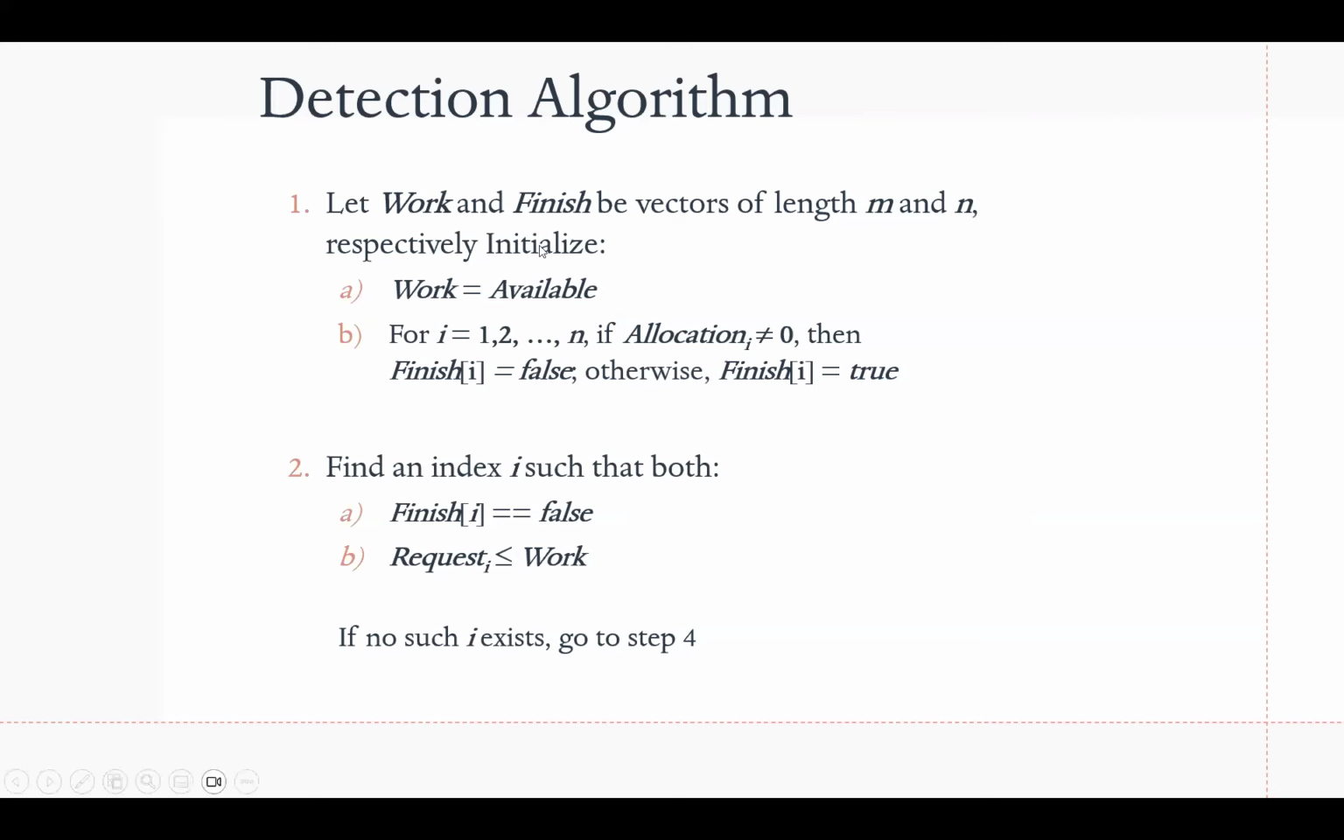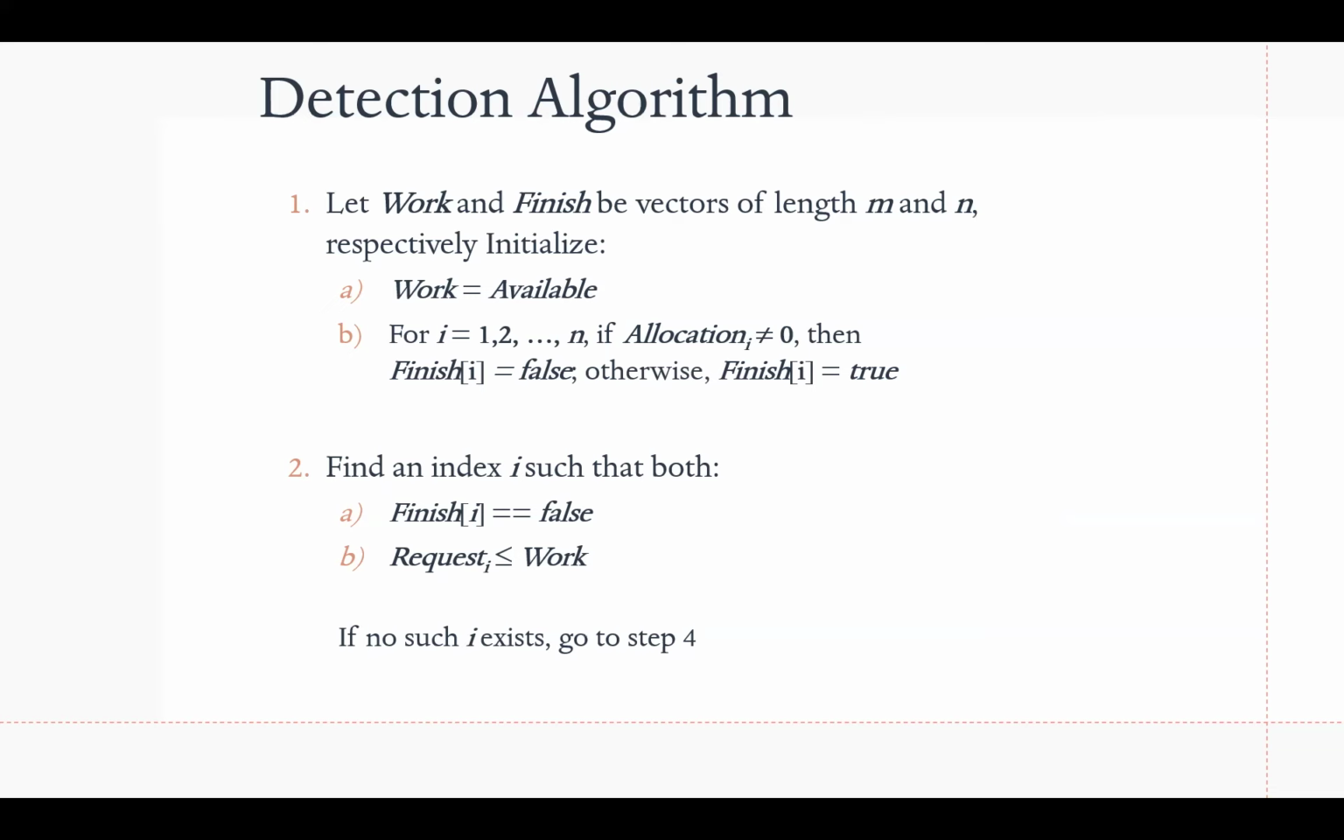Let Work and Finish be vectors of length m and n respectively. These two are the terms we are going to use in the detection algorithm. Initialize Work equals Available. Available means the number of resources which are currently available, so we are initializing it to Work now.